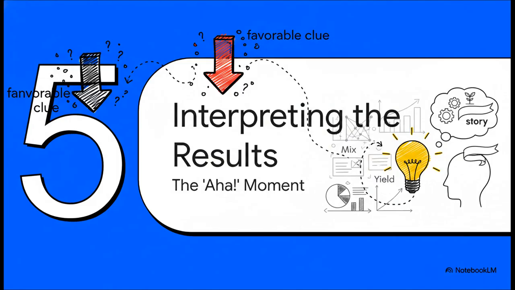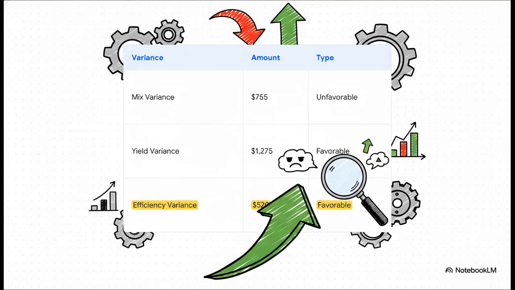So wait a minute. We've got one clue pointing to a costly decision and another one pointing to amazing productivity. So what's the real story when we put them together? This is the moment where the data tells us what really happened. Check this out. When we put our two clues together, the whole picture just snaps into focus. That $755 unfavorable mix variance is completely wiped out by the huge $1,275 favorable yield variance. The bottom line? A total efficiency variance of $520, favorable. The big picture was a success, and now we know exactly why.